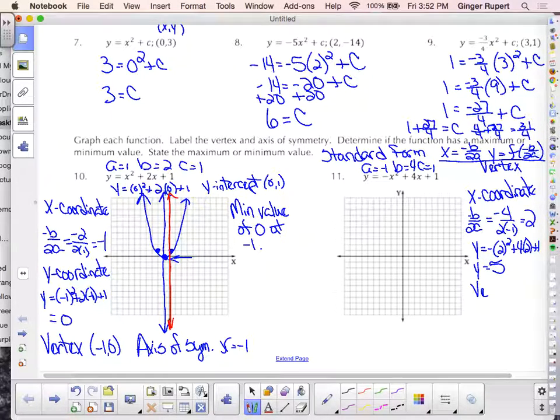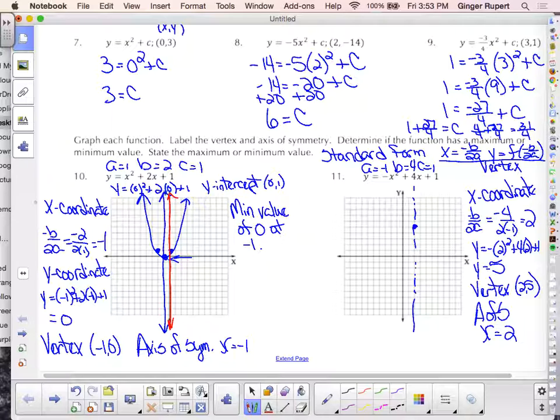So my vertex is at 2, 5. So there's my vertex. My axis of symmetry then is at 2. So I can sketch that in. My axis of symmetry, I'm going to abbreviate that, is x is equal to 2.